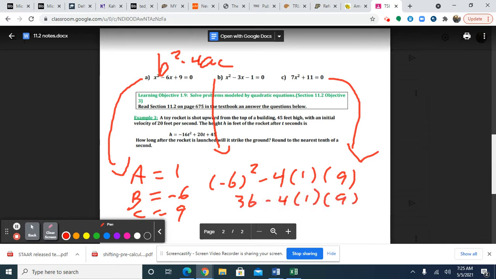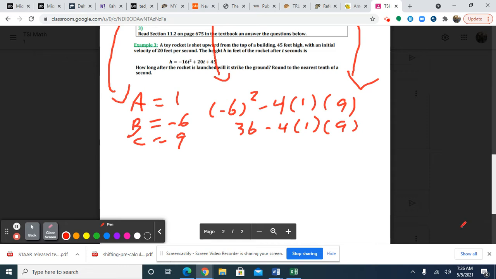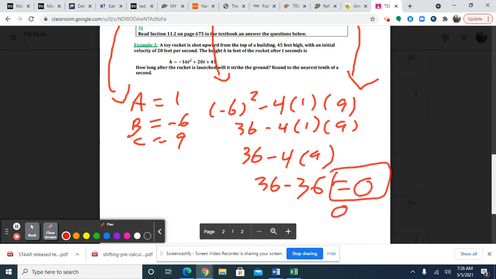And then we're going to multiply everything on the right side. So -4 times 1, which just ends up at -4. And then -4 times 9, which is actually -36. So 36 minus 36 is equal to 0. Remember, this tells us that we have one solution.